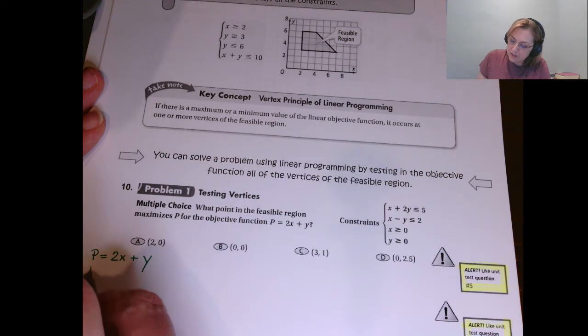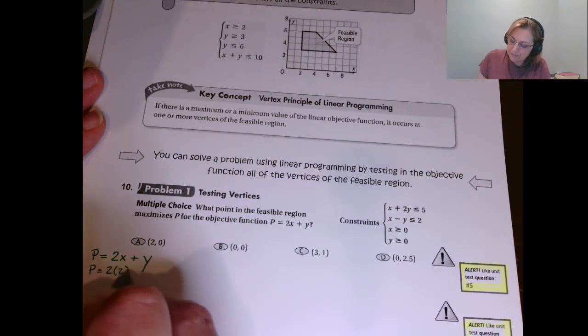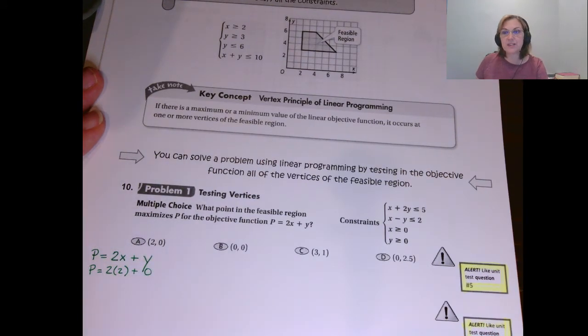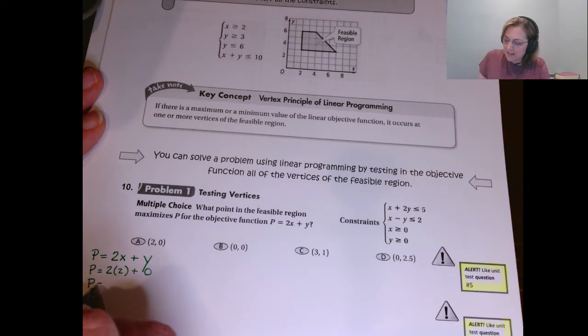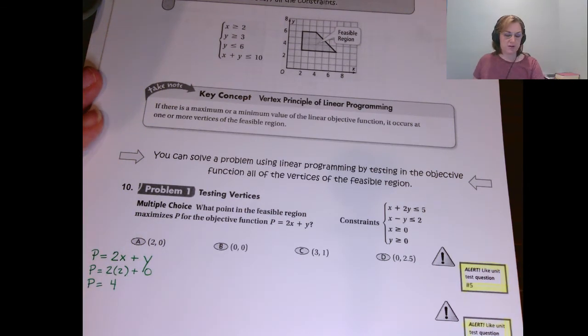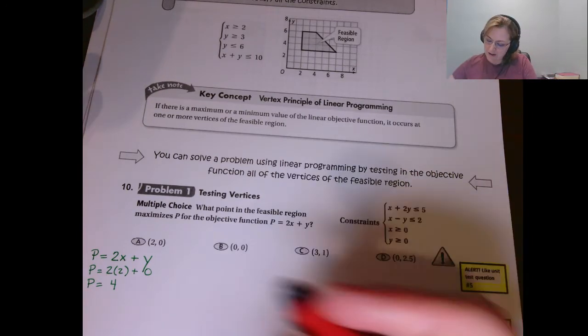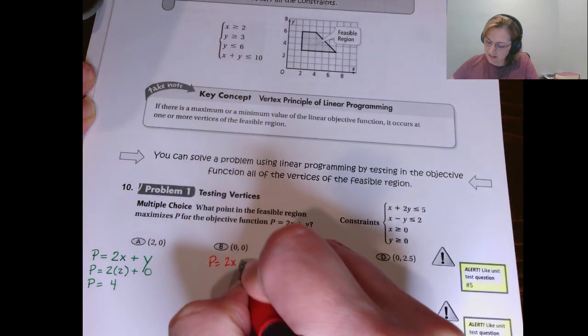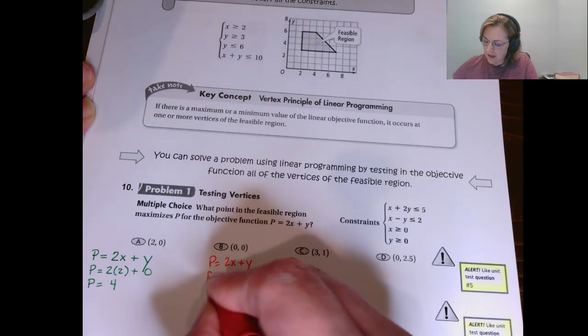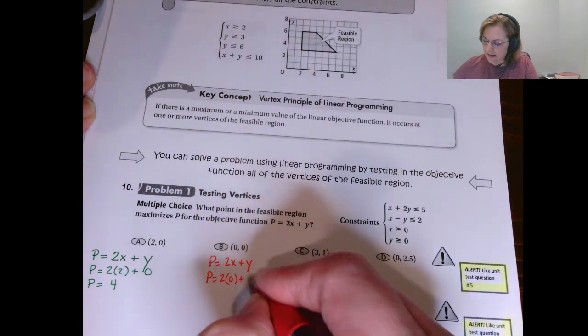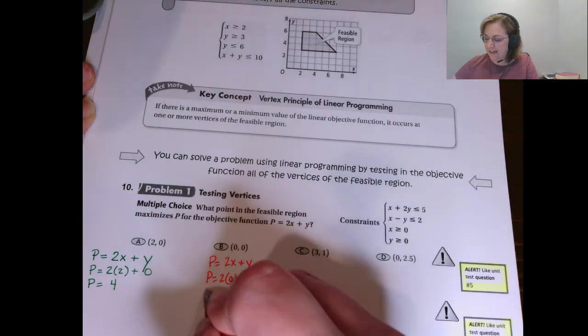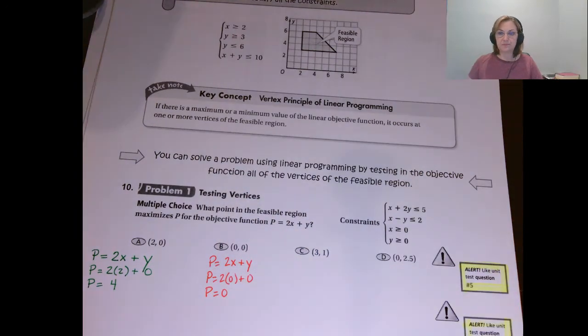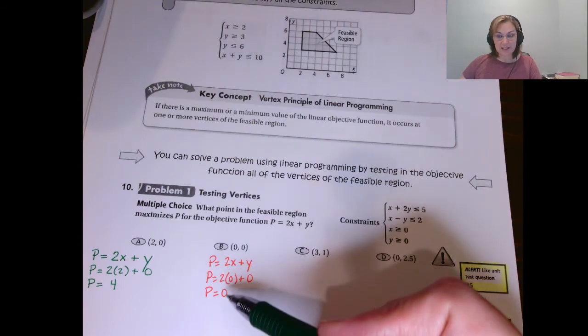So I'm going to put in 2 for x and 0 for y. So that lets me know that p is 4 plus 0, or just 4. I don't know if that's the maximum yet. I've got to test the other values. So this one, let's put in 0, 0. Still using the same objective function, I'm going to put in 0 for x and 0 for y. And again, I get that p is 0. So I know this one's not the maximum, right? Because it's not the largest value.